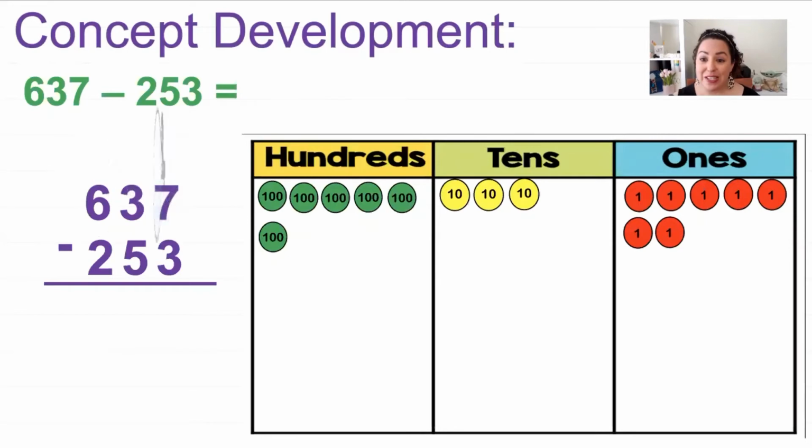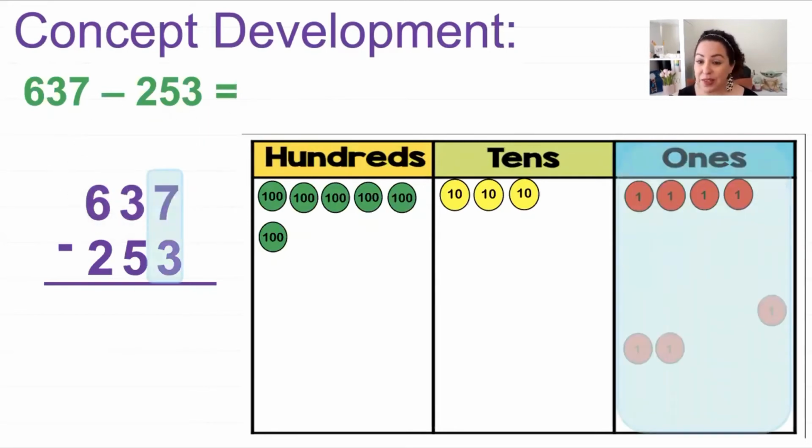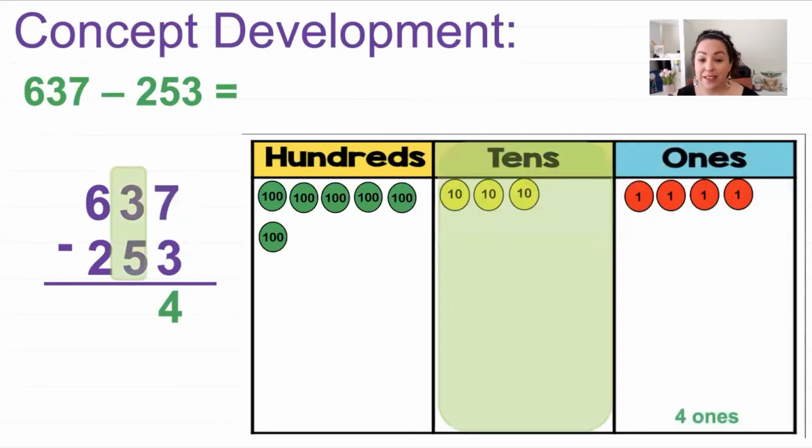So let's get started with our ones. 7 take away 3. Well, there they go. That was easy. And I'm left with 4 ones. Now, to put that in the algorithm, I just line it up nice and straight with my ones. Let's move on to our tens.